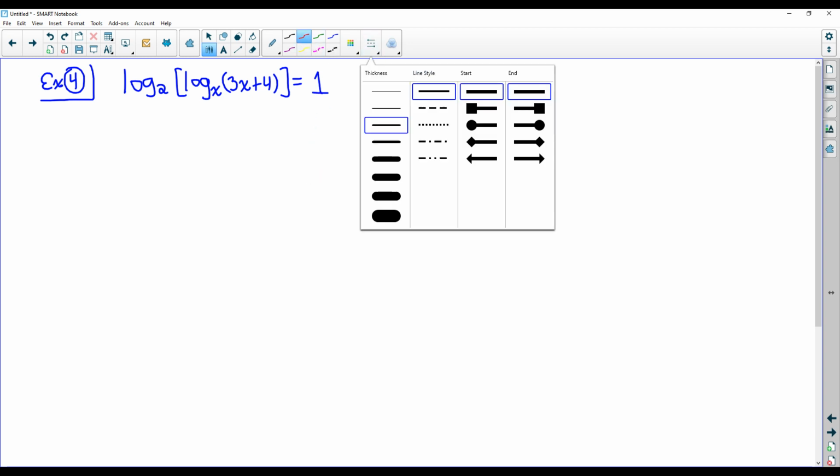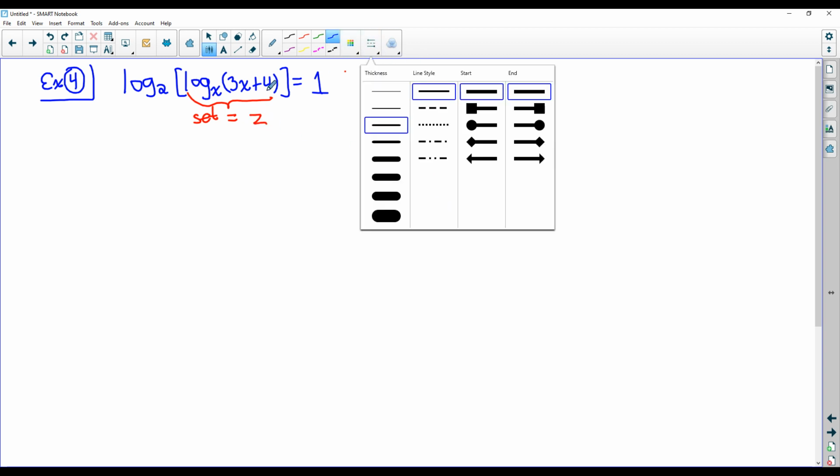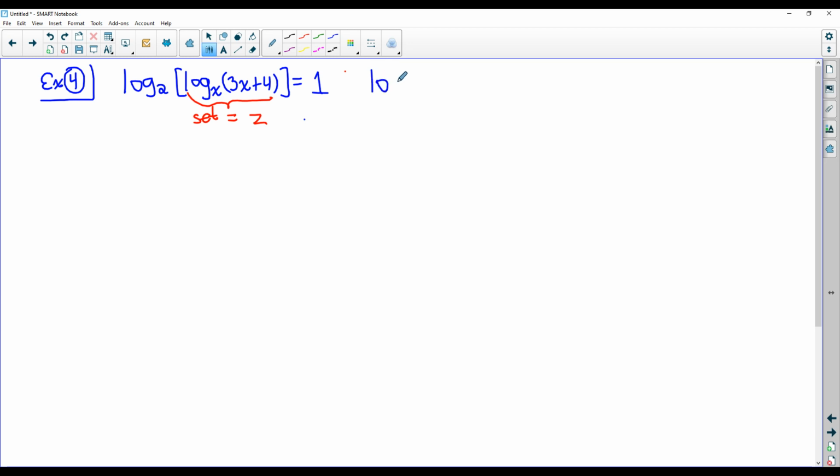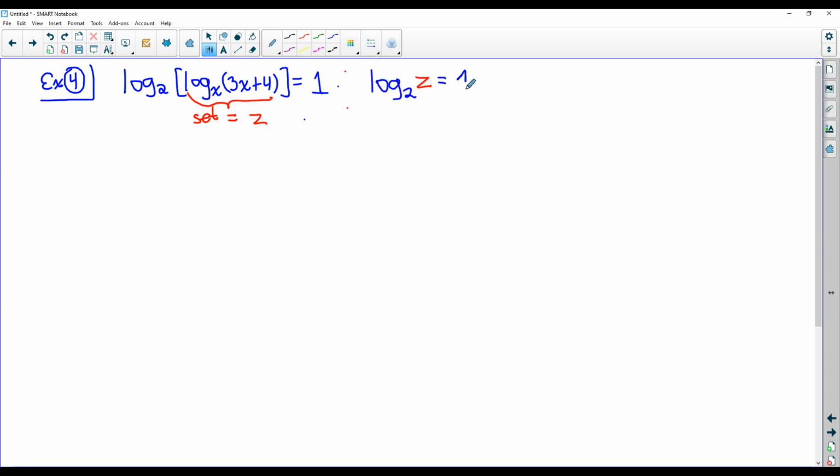Now, the idea of how I want to solve this is let's make a little substitution to make this a bit easier to look at. So we'll just set equal to, let's pick a variable, let's just pick z, okay? So that entire thing in the square brackets right there, we're just going to make that equal to z. So then I would have log with a base of 2 and an argument of z would be equal to 1.